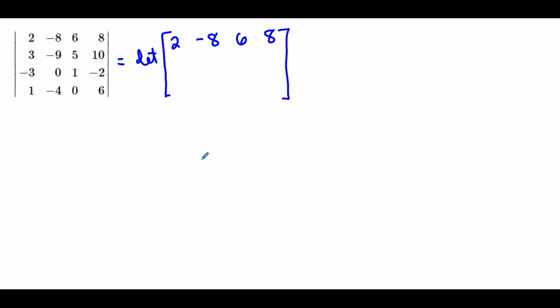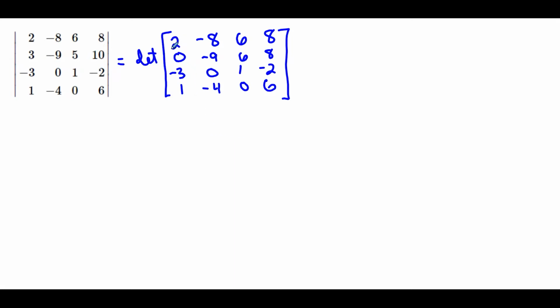I have to decide which one I'm going to change. I'm going to add the third row to the second and change the second one, because I don't want to get rid of this 0 here. So I'm going to leave the third row alone. I'm going to add the third row to the second, and these 3's will cancel out. So 0 plus negative 9, and then 1 plus 5 is 6, and then negative 2 plus 10 is 8. Okay. What else can I do?